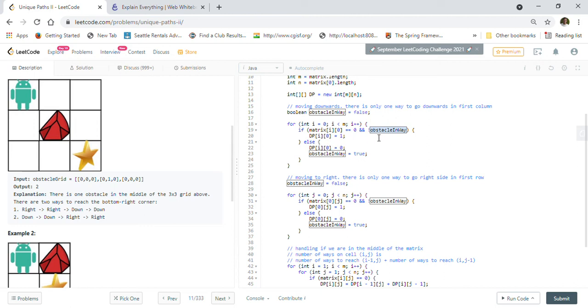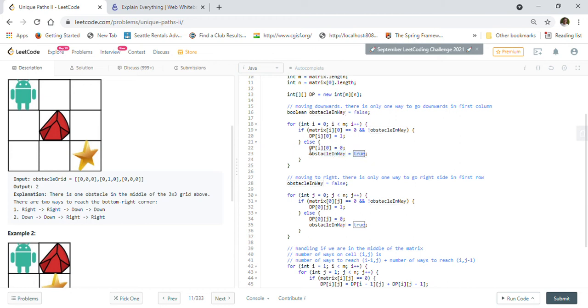So if there is no obstacle in the way, we will just populate dp of i0 is equal to 1. For example, this is 1, then this is 1, then this is 1, like that, for the first row. And if there is some obstacle in the way, or if the matrix of ij is not equal to 0, then we will populate dp of i0 is equal to 0. So in case of an obstacle, we will populate 0 here on the first row, and we will put obstacle in way is equal to true.